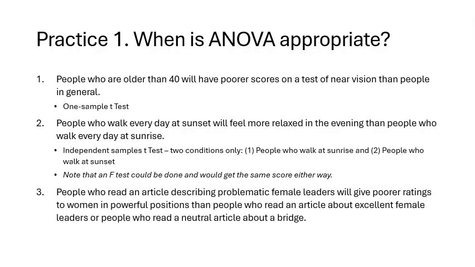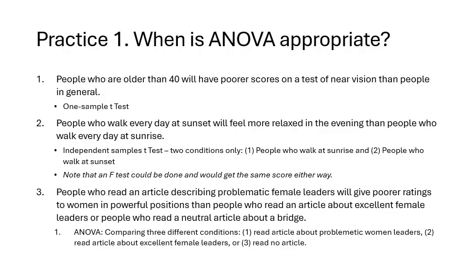People who read an article describing problematic female leaders will give poorer ratings to women in powerful positions than people who read an article about excellent female leaders or people who read a neutral article about a bridge. So in this case, we need an analysis of variance. That's because we're comparing three different conditions. First, those who read the article about problematic leaders. Two, those who read an article about excellent leaders. And three, those who read no article.